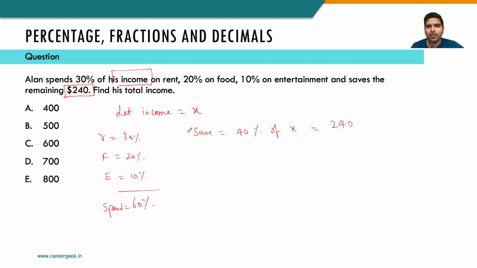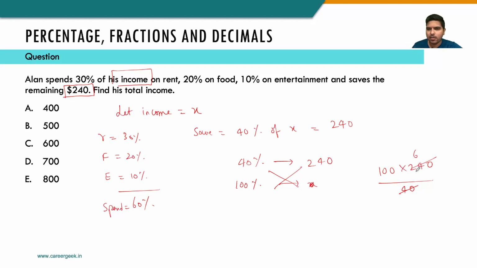Okay, now they're asking to find his total income. So if 40% is equivalent to 240, we want to find how much is equivalent to 100%, right? So we can use the unitary method. Most of you would know this. So 100 into 240 divided by 40. You can use the unitary method to find it. So $600 is the total income.